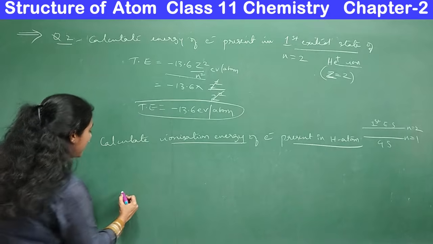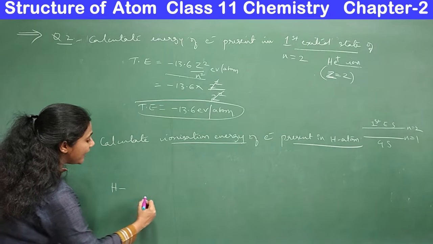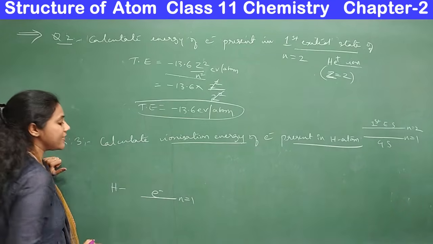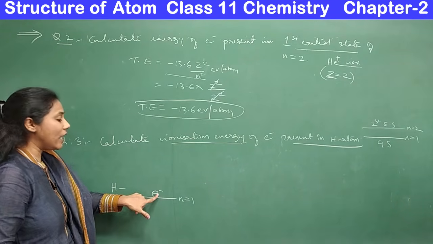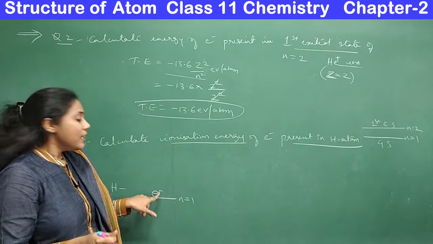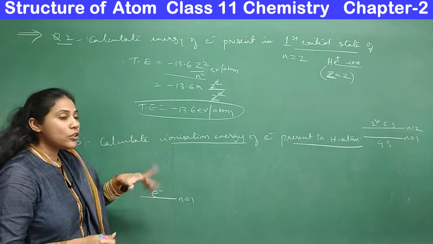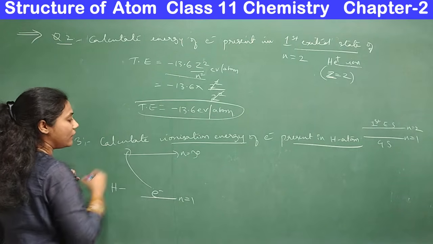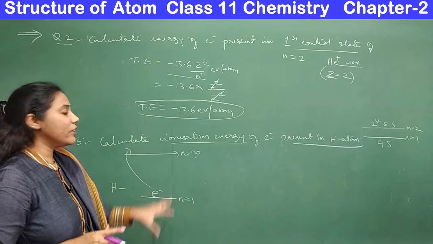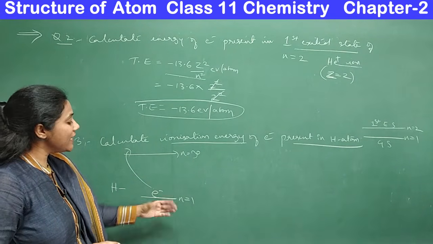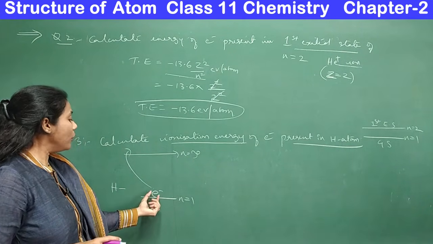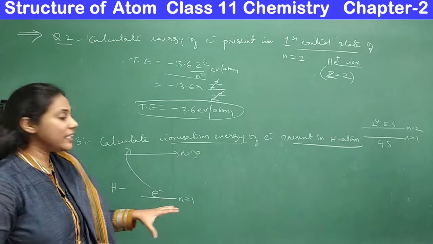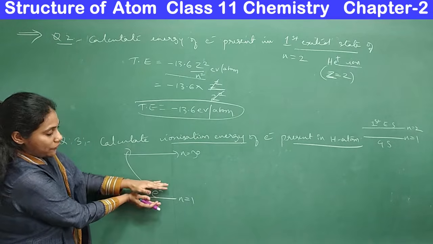In our hydrogen atom, the electron is there in the n equals 1 shell. If you have to remove this electron, you need to supply some energy. Where will this electron go after removing? It may go to the n equals infinity level. So how much energy is required to take the electron from n equals 1 to n equals infinity? It is this much energy difference.